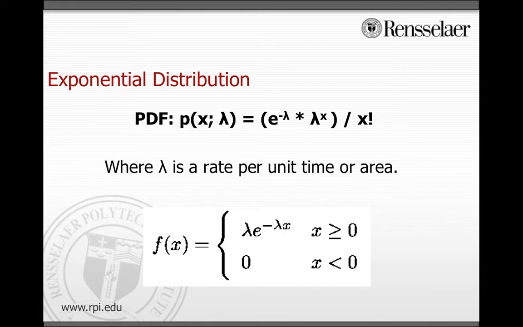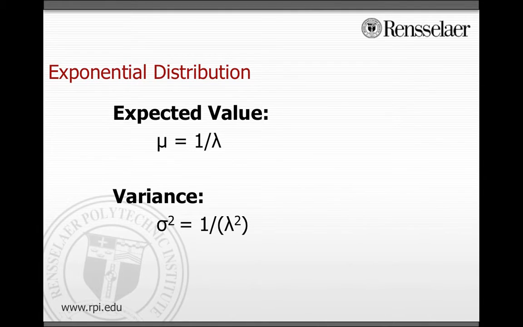And the CDF can be seen below, where you can see the PDF integrated for when x is greater than or equal to 0, and 0 otherwise. The formulas for expected value and variance become simpler, as you can see here. The exponential distribution is often used to model times between events occurring, which is closely related to the Poisson distribution, but it's important to recognize the difference between the two.